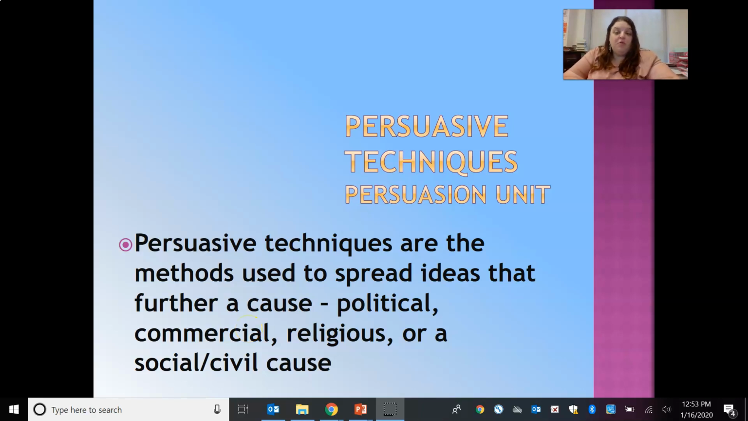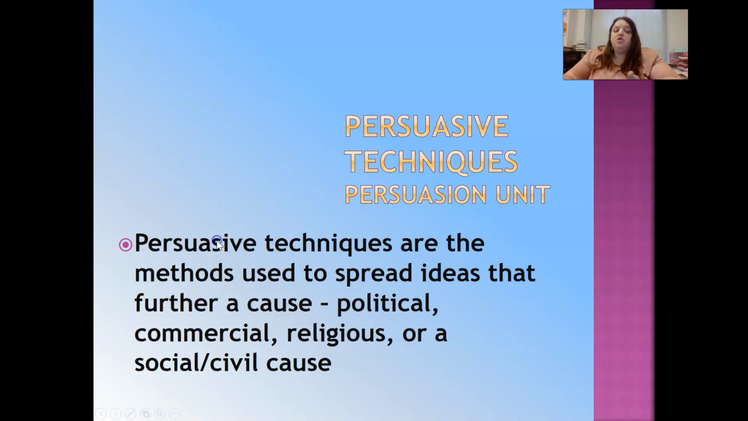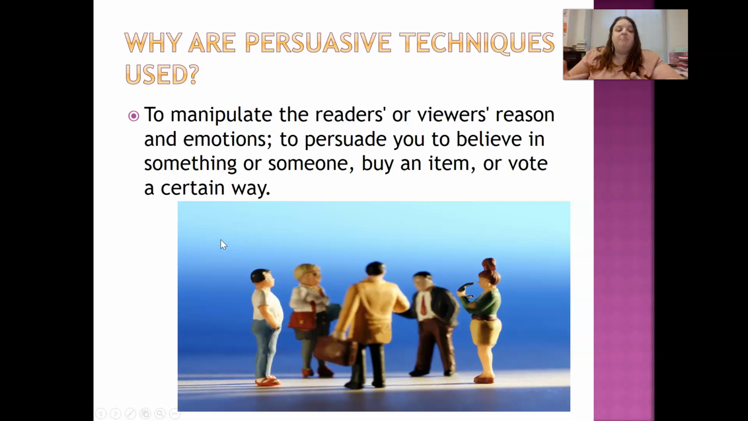Today we are going to go over persuasive techniques. So we've already talked about parts of an argument, ethos, pathos, logos, which are our persuasive appeals. So today we're going to do persuasive techniques. Persuasive techniques are methods used to spread ideas that can further a cause: political, commercial, religious, social, civil. Like they're trying to get you to believe something, buy something, vote a certain way, persuade you to buy this product, go on this vacation, do these things. Like that's persuasion. And there's different techniques that people use in order to make that happen.